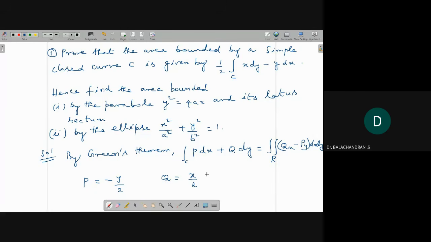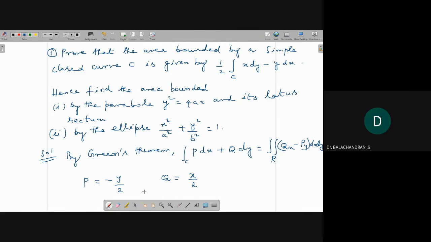So usually students make a mistake in this step. What they will do is, they will write P equal to x, Q equal to minus y. So that is a mistake. Or otherwise they will write P equal to minus y correctly, but they miss the 2 here. Similarly, they will write Q, but they don't write Q. So these are the mistakes usually the students will do.